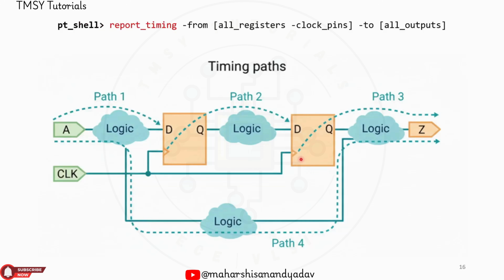Now let's see path number 3. Here it is from all registers, which is clock pins, to all outputs. So report_timing -from all registers -clock pins to all outputs. This is path number 3.